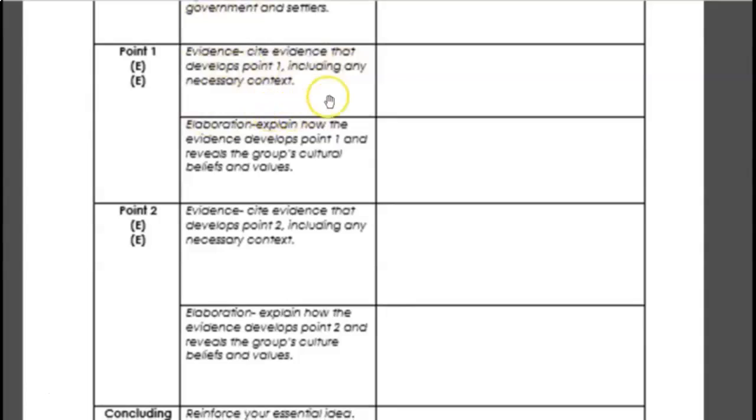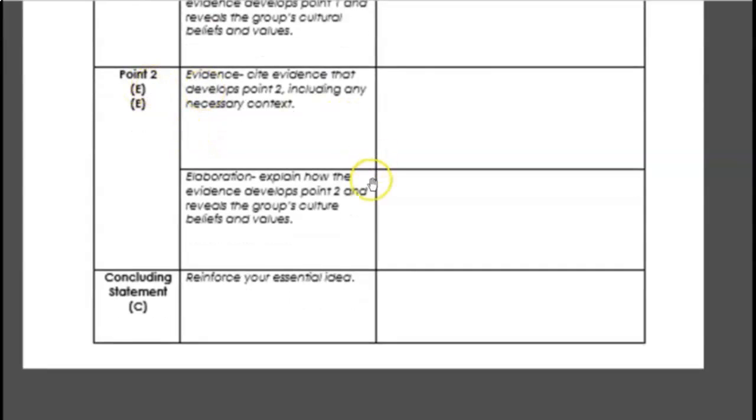So we're going to be thinking about that evidence that we used in handout 15A for the Nez Perce. So you're going to pick one of those pieces of evidence that you think is most important, and your elaboration that you've already written. Explain how this evidence develops point 1 and reveals the group's cultural beliefs and values. Then you'll go to point 2, which is what we've just done today with the U.S. government. Cite evidence that develops point 2, including any necessary context. Then explain how the evidence develops point 2 and reveals the group's cultural beliefs and values.